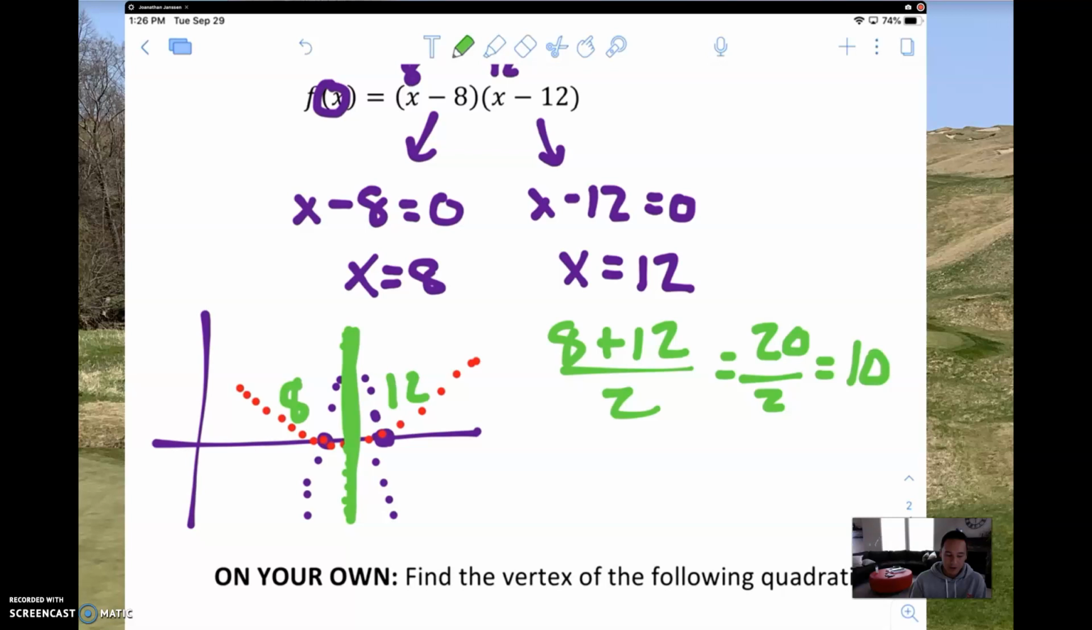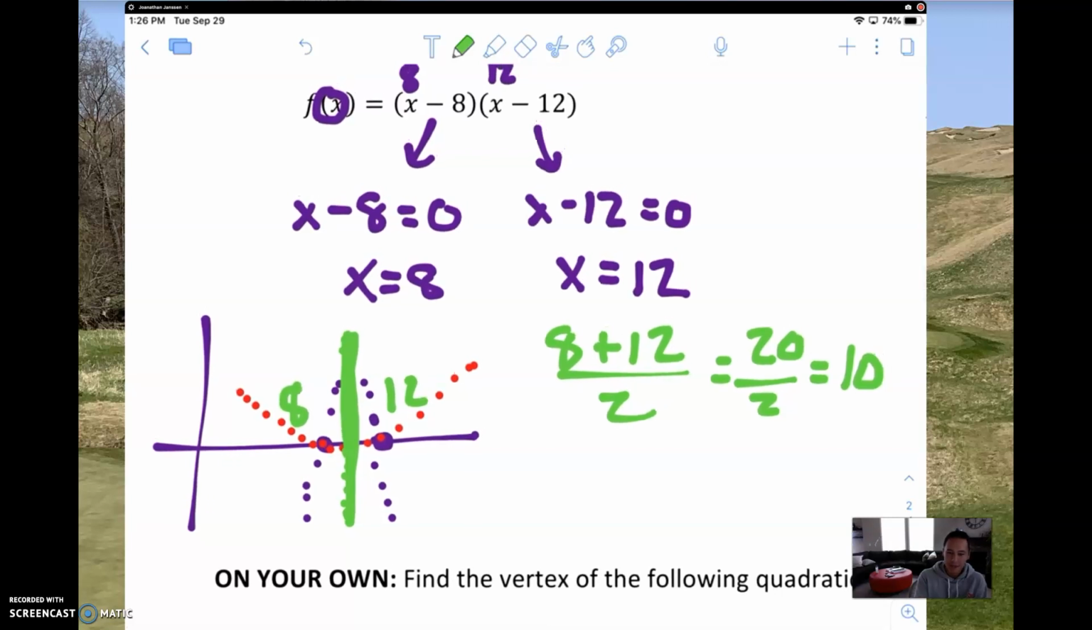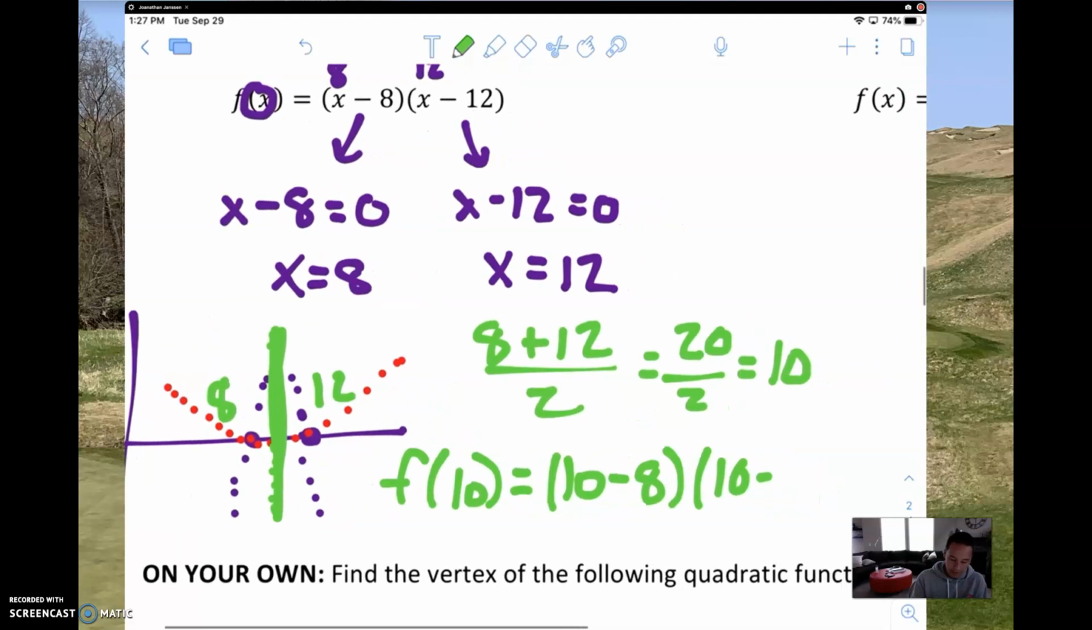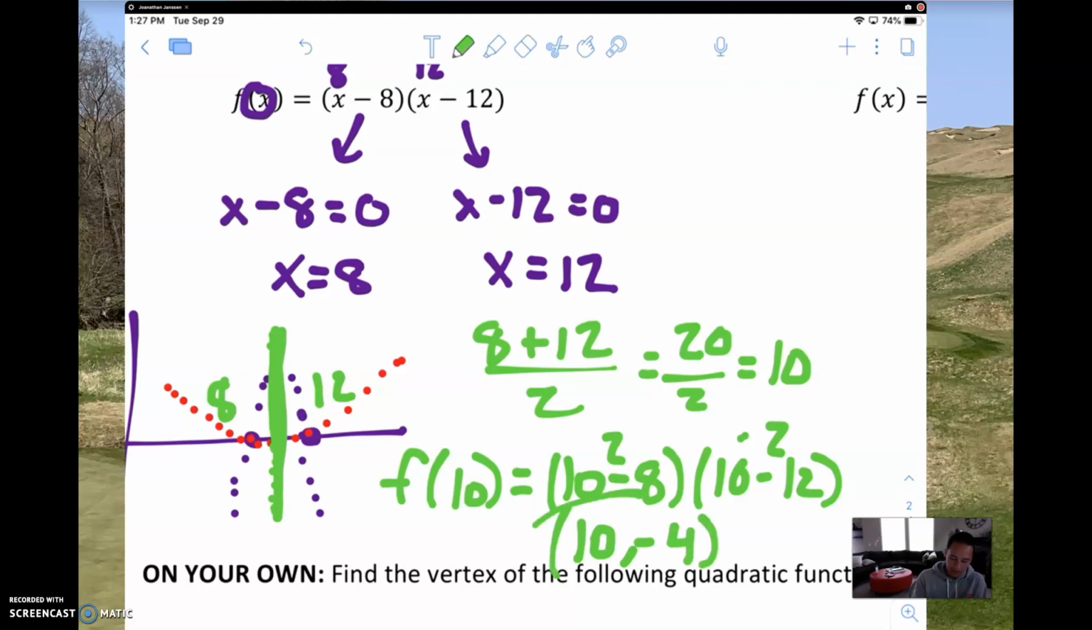To find the y-coordinate, all you have to do is plug 10 back into the original function. So to find f of 10, it's just going to be 10 minus 8 times 10 minus 12. 10 minus 8 is a 2. 10 minus 12 is negative 2. And if I multiply them together, you get negative 4. So your vertex would be at 10, negative 4. So it would have matched more that red graph that I drew. It would have just dipped down a little bit more than that.